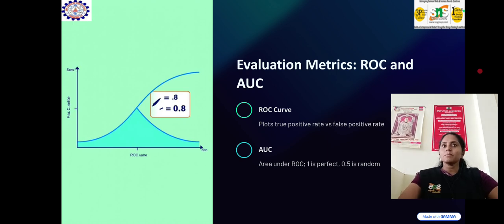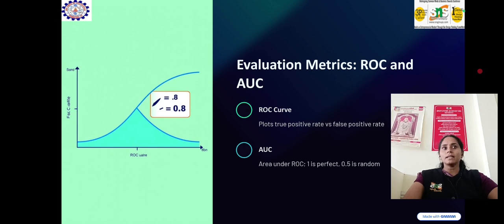To further understand model performance, especially for classification, the receiver operating characteristic curve and the area under the curve, AUC, metrics are used. The ROC curve plots the true positive rate against the false positive rate at various threshold levels. A good model will have a curve that bows sharply toward the top left corner of the plot, indicating a high true positive rate and low false positive rate. The AUC quantifies the entire two-dimensional area under the ROC curve.